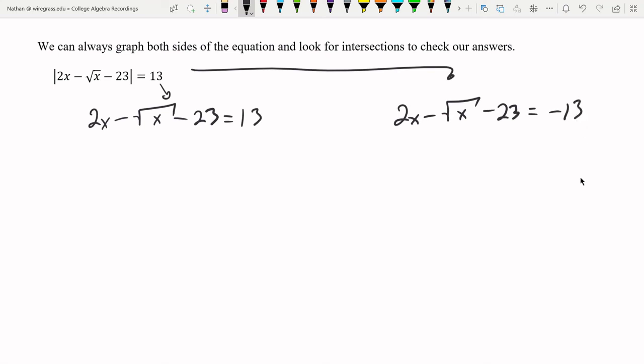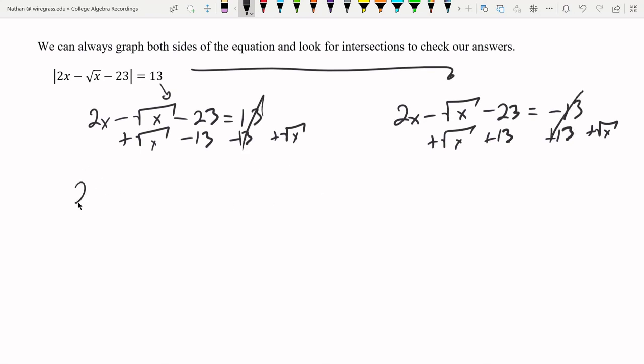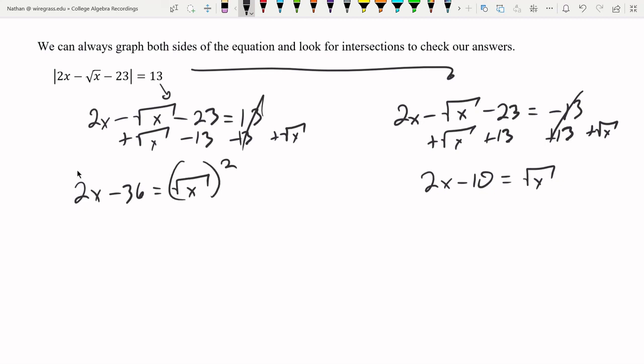And this is a square root equation, so we can solve it by getting the square root by itself and then squaring. I'm going to do that by adding the square root of x to the other side and then subtracting 13. I can do this very similar thing on this side, add the square root of x to the other side. Now I'm going to add 13 instead. Okay, that gives me 2x minus 36 equals the square root of x, and 2x minus 10 equals the square root of x. Now I can square both sides.